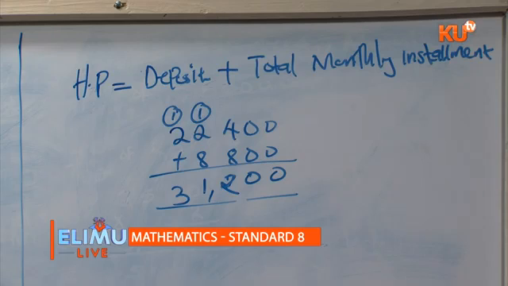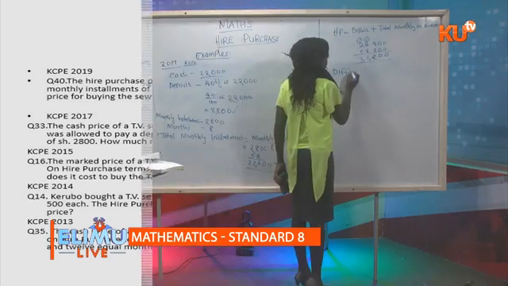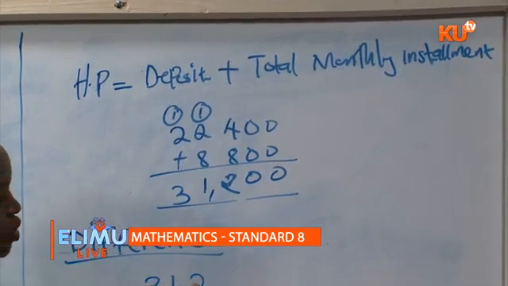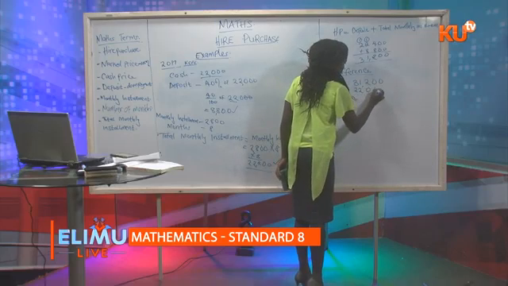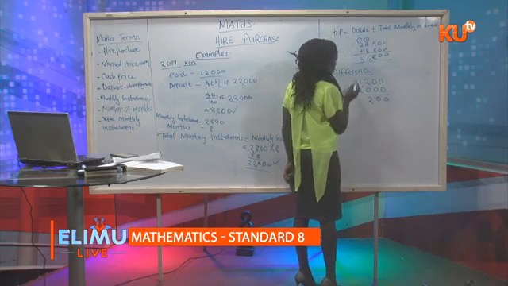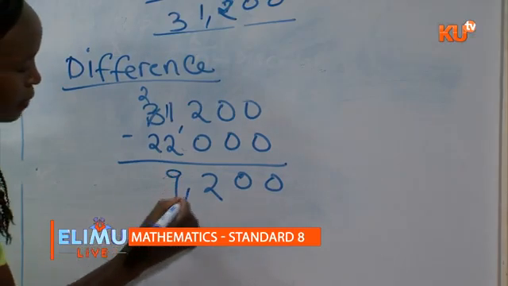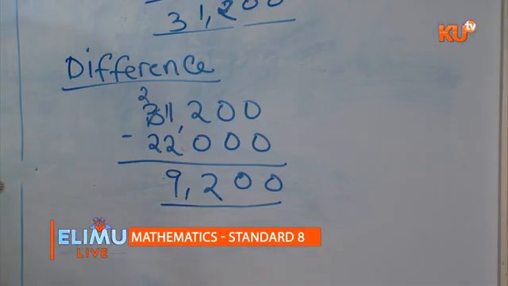Then the question was, how much more did she pay than the cash price? The cash price was 22,000. So we come and get the difference. So that 31,200, that is the hire purchase, less 22,000, which was the cash price. 0, 0, 2. We borrow 1. This is 2, 11. 11 take away 2 is 9. So he paid 9,200 above the cash price.